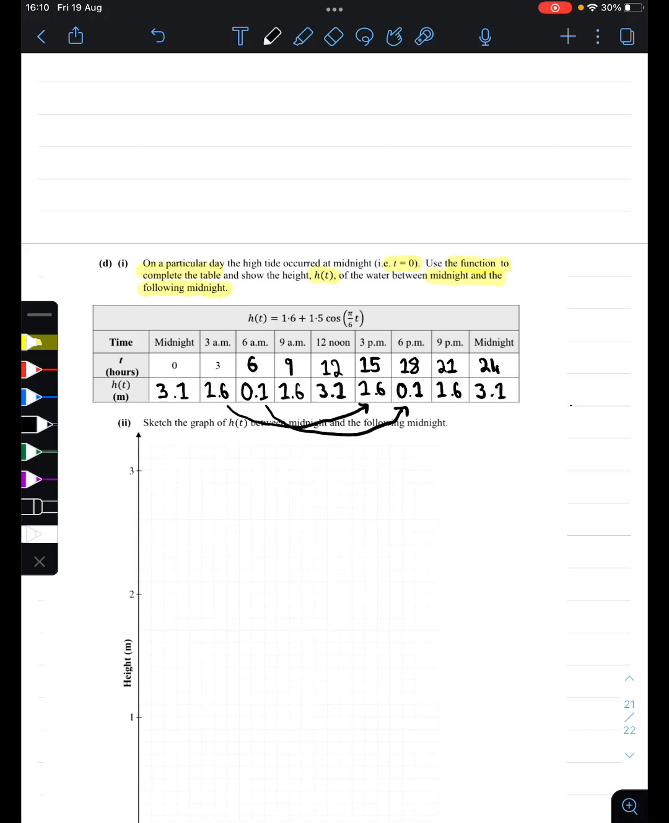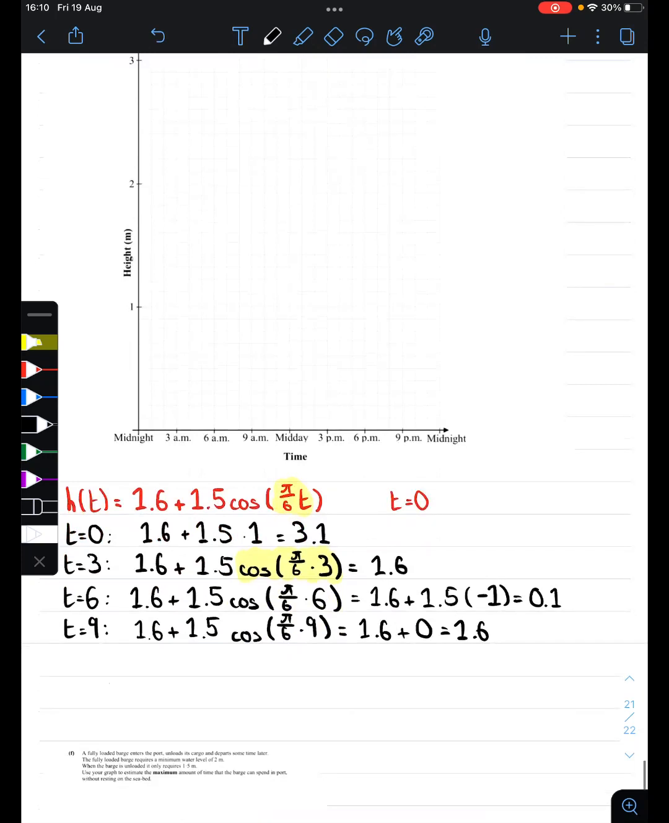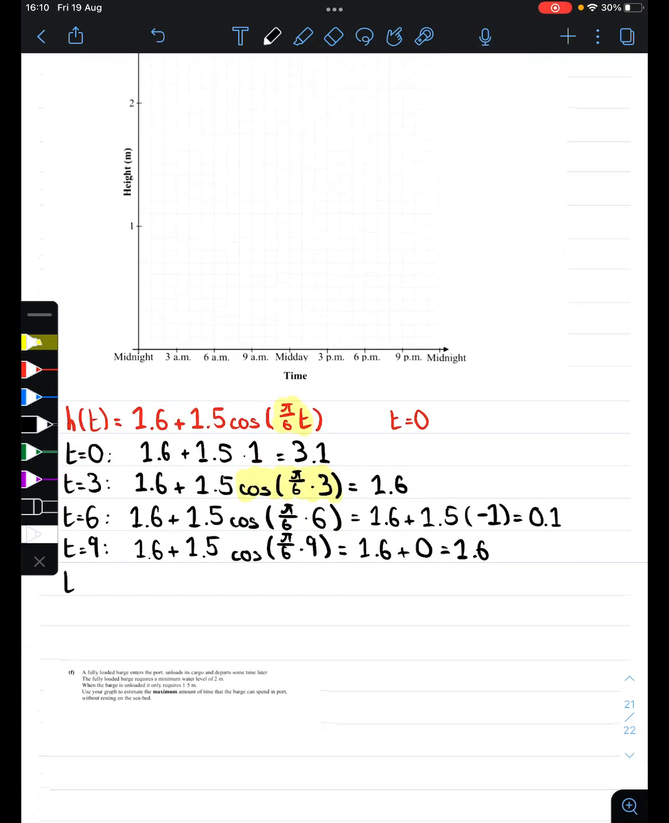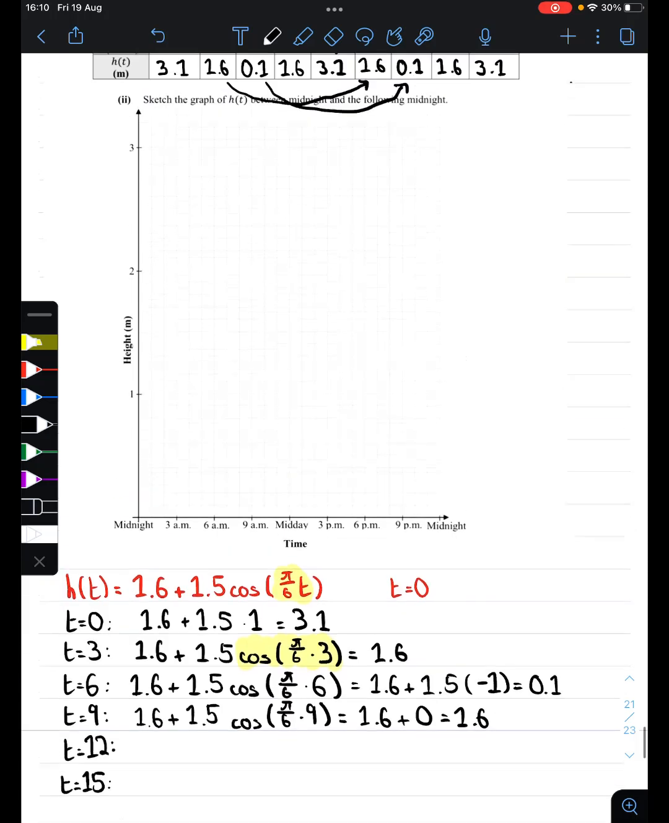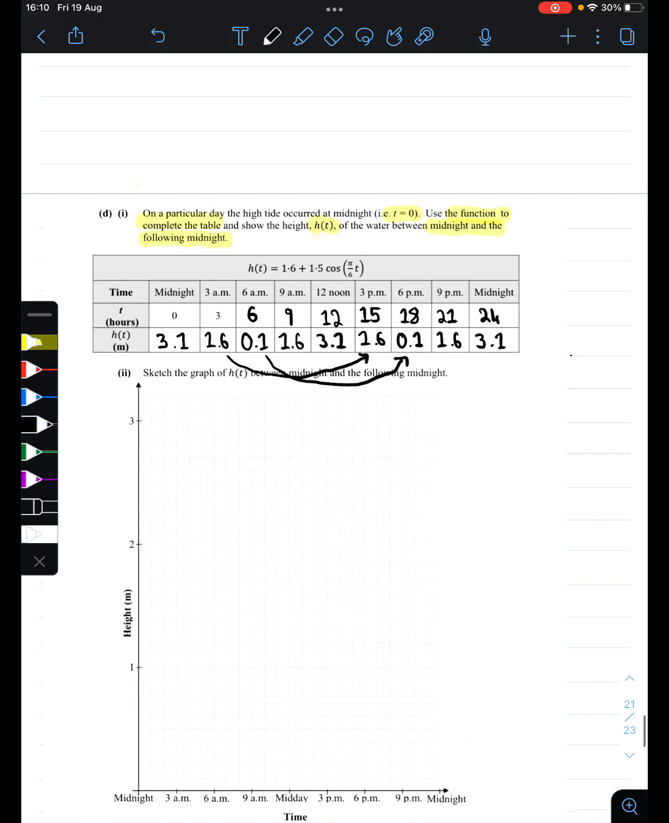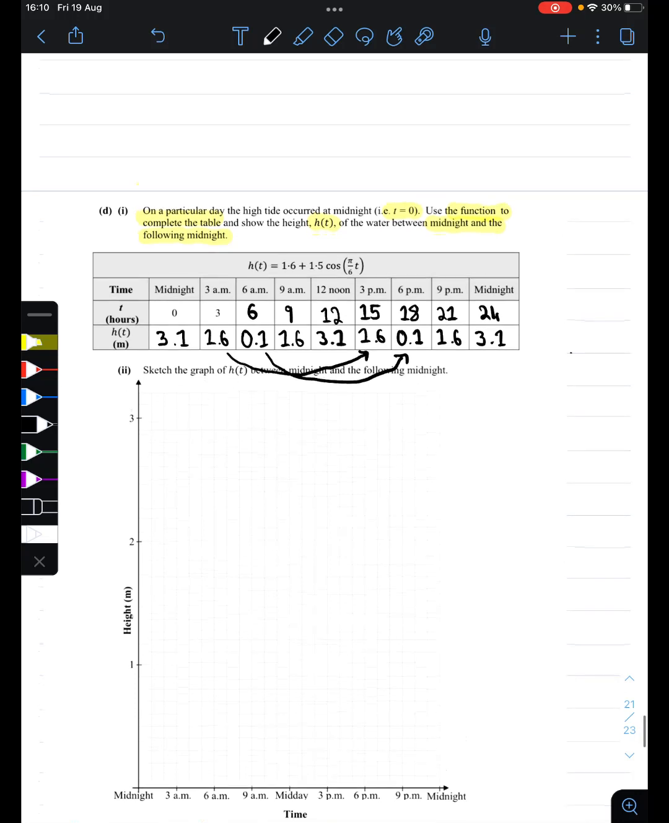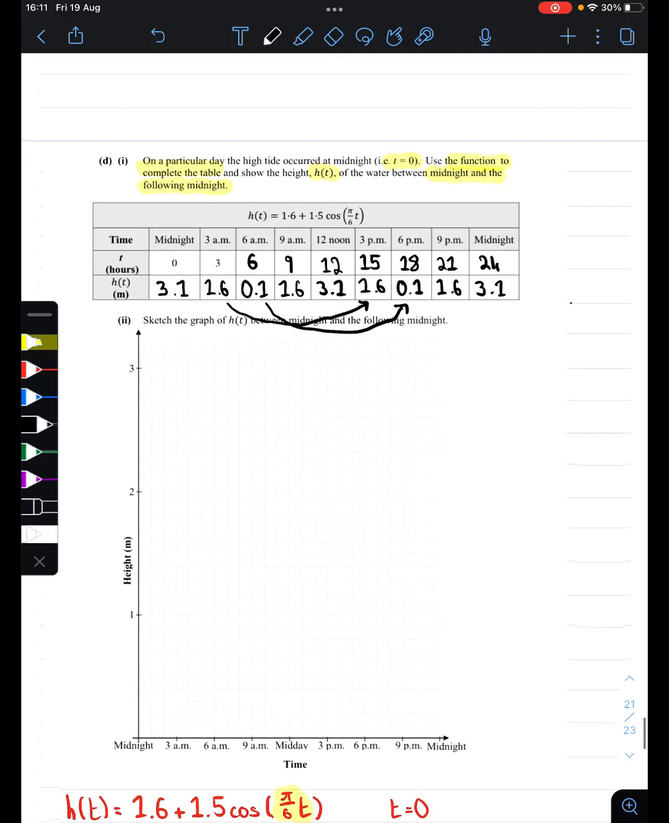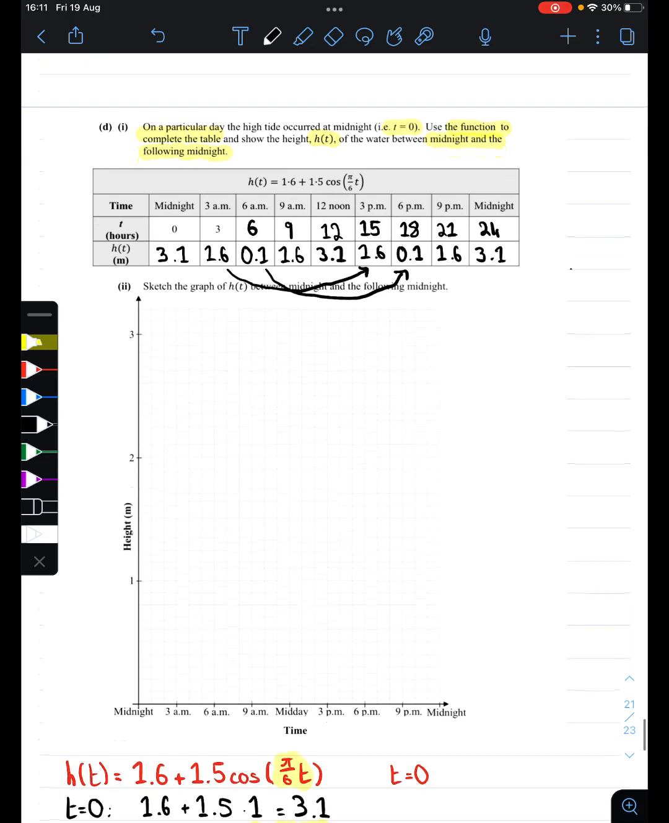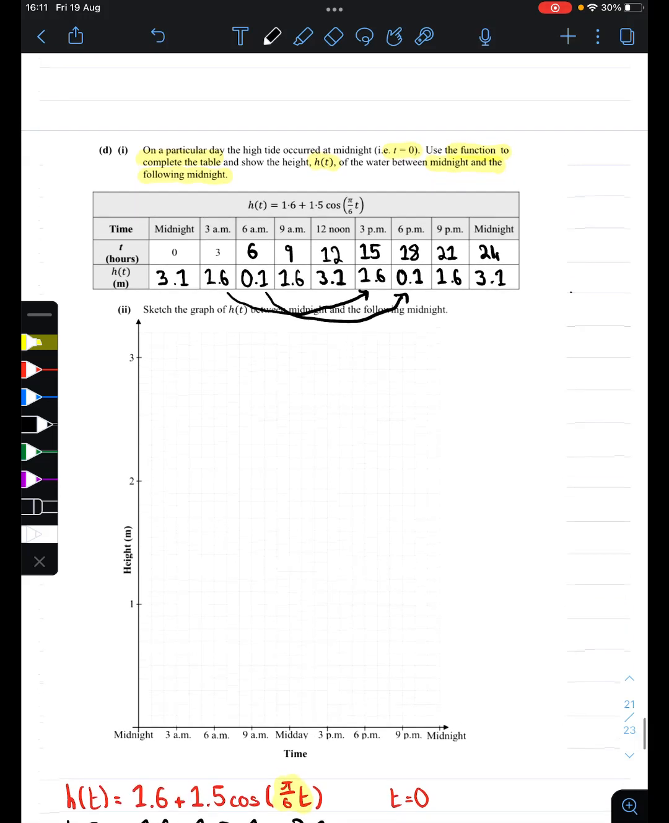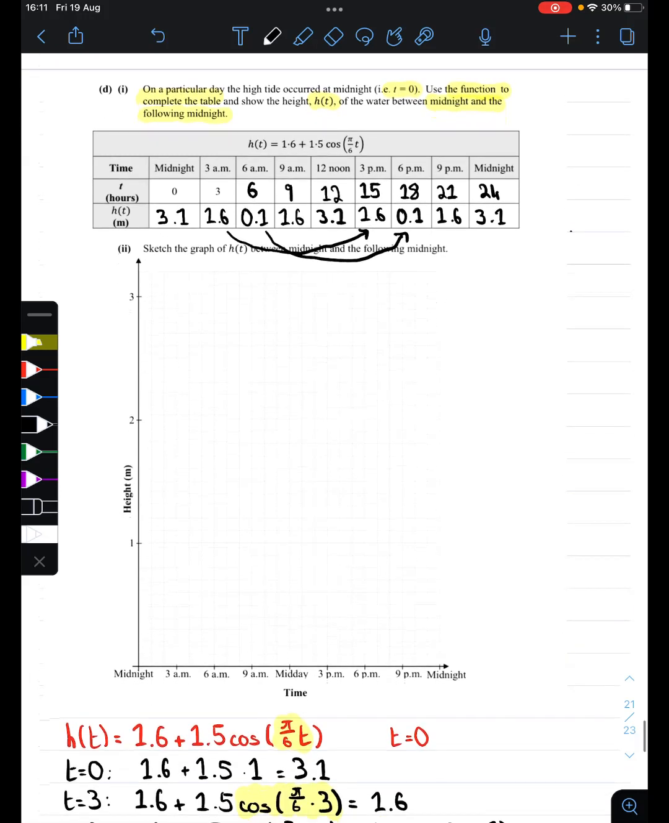And now you could do this all out, you could continue for t equals 12, t equals 15, but because we know that this is a function that repeats, it has a period, we can just do it this easier way. And then it wants us to sketch the graph of h(t) between midnight and the following midnight.